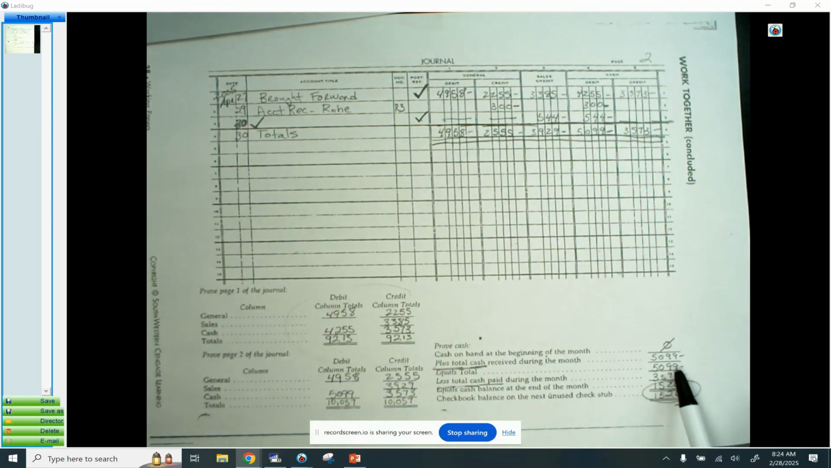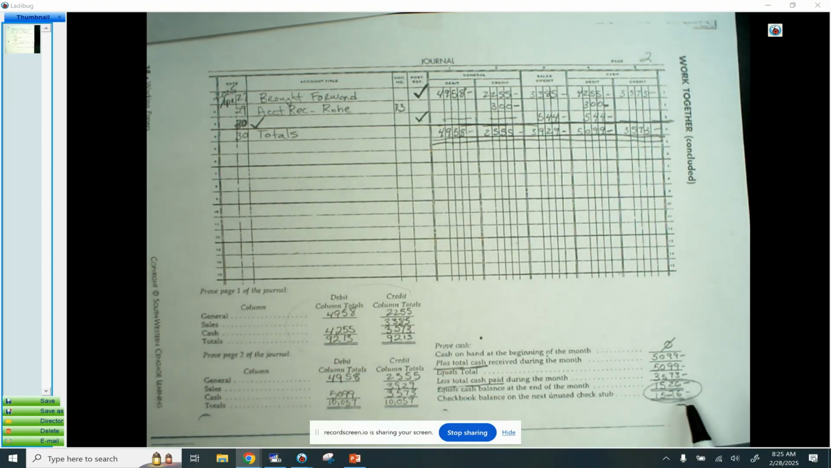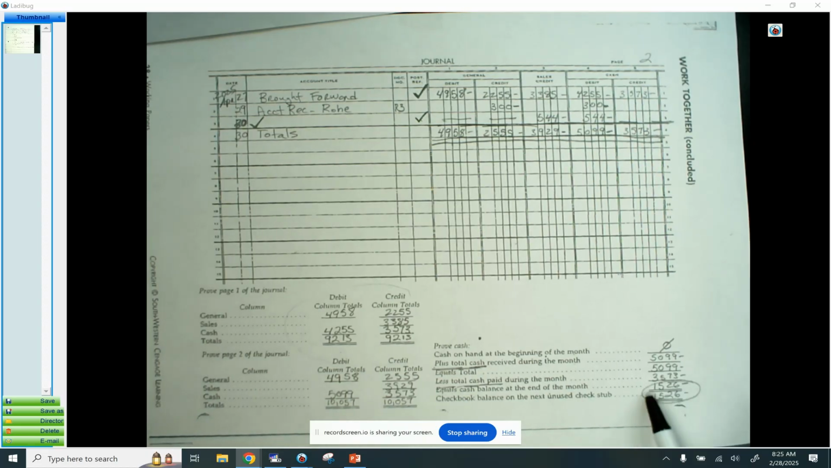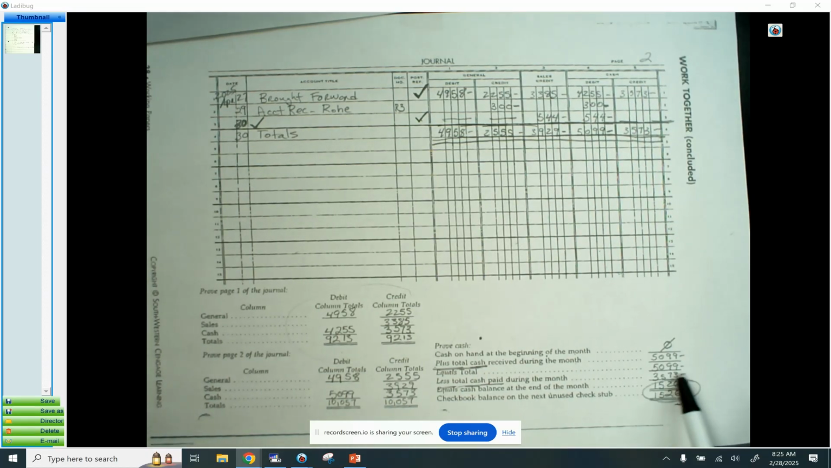So we're going to do the $50.99 minus the $35.73. And that value should equal what your next unused check stub says. So your checkbook, to prove cash, you're checking that your checkbook balance matches what it should be. You're taking the previous balance, cash on hand, because you're a beginning business. You had zero money prior to this month. You just started. Add in the cash coming in, subtract out the cash going out, and that total should equal what your checkbook says you should have.